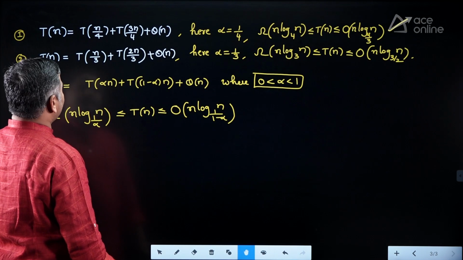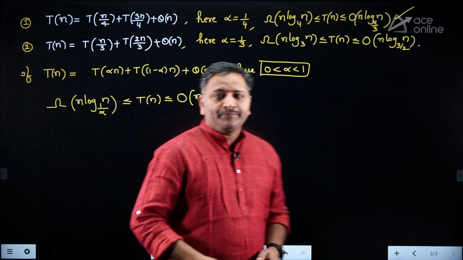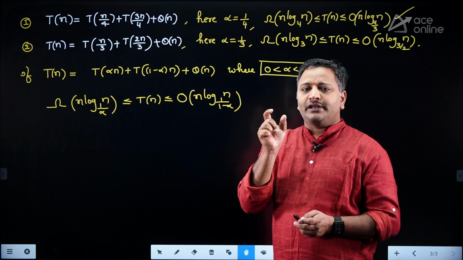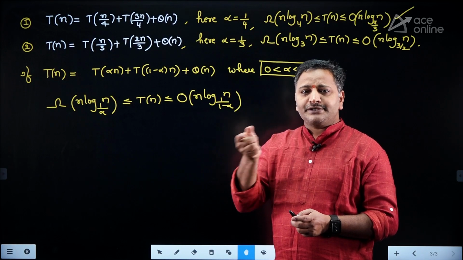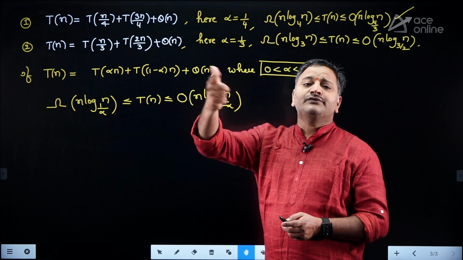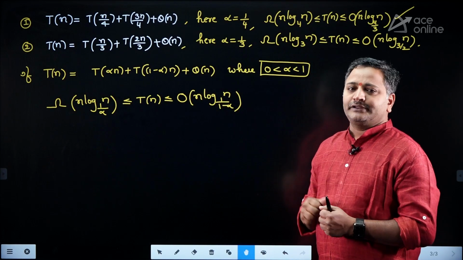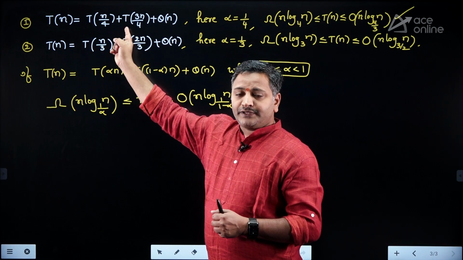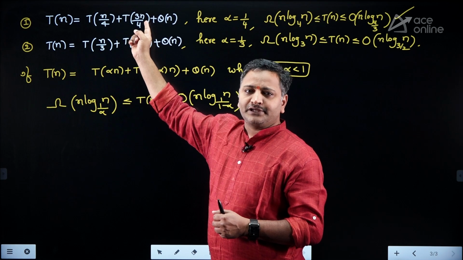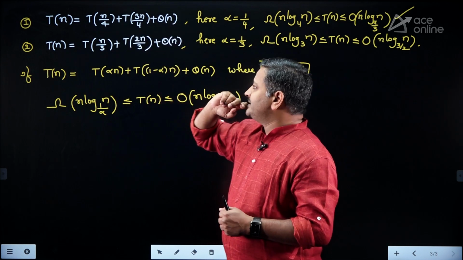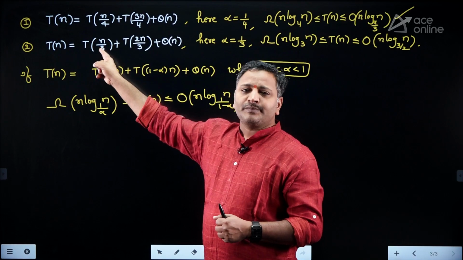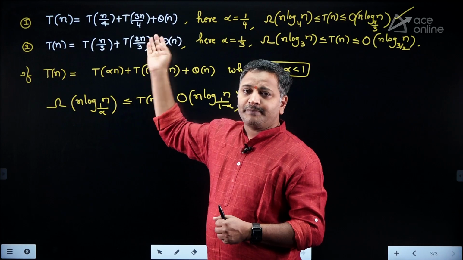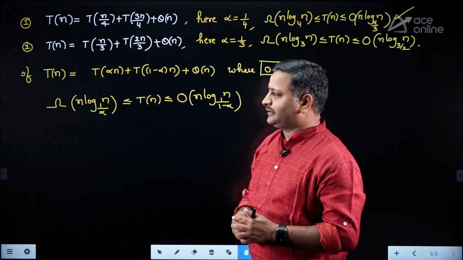Do you know where we are using this type of recurrence equation? In quicksort algorithm, if the selected pivot element is placed into n by 4th position of the array, then what is the worst case time complexity of quicksort algorithm? In that case, we will get recurrence equation in this format: T of n by 4 for the left part, T of 3n by 4 for the right part, and selecting the pivot element will take theta of n time by using partitioning algorithm. Similarly, if the pivot element is placed into n by 3rd smallest element position, then left part is n by 3, right part is 2n by 3, and theta of n is for the pivot element. That we will discuss when we are talking about quicksort algorithm.